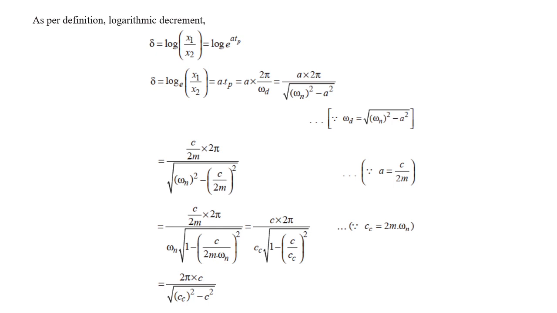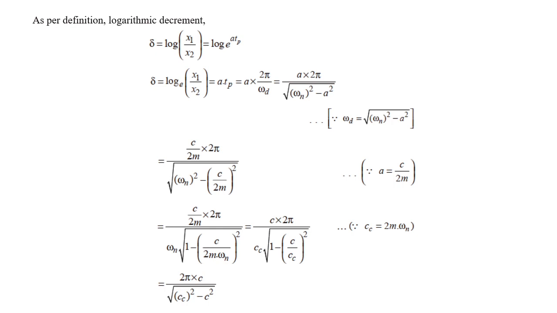It is equal to log, natural log, I may say log to the base e, or you can say ln also, natural log of amplitude reduction ratio, that is x1 upon x2, which can be given is equal to log to the base e into e raised to at, where a is a constant and time period t can be given as 2 pi upon omega d, and omega d, you are knowing that it is equal to square root of omega n square minus a square. We have studied this in last lecture also.